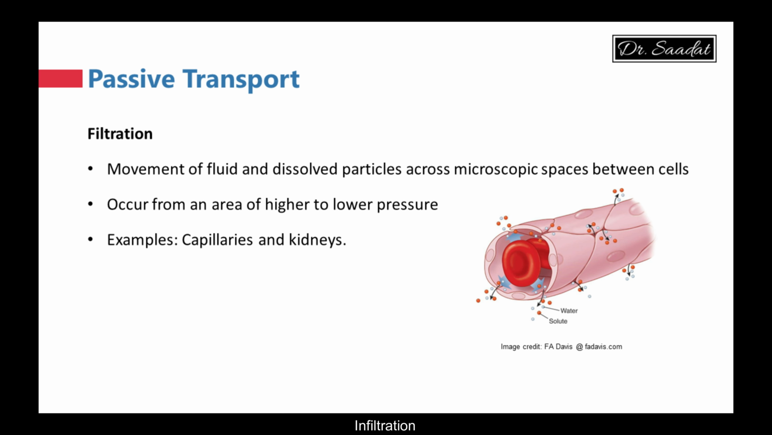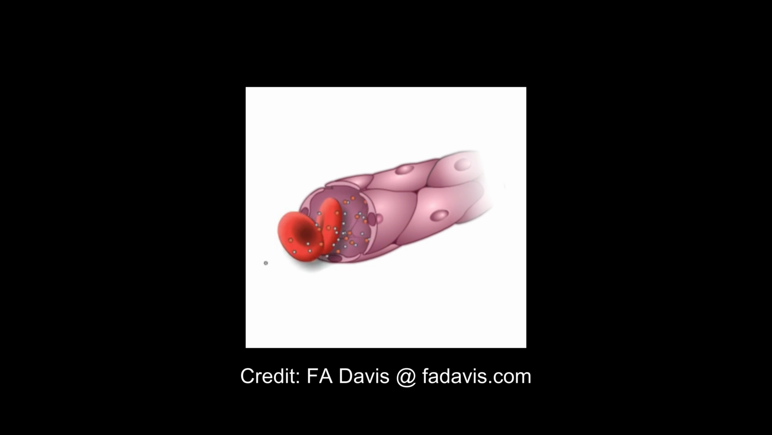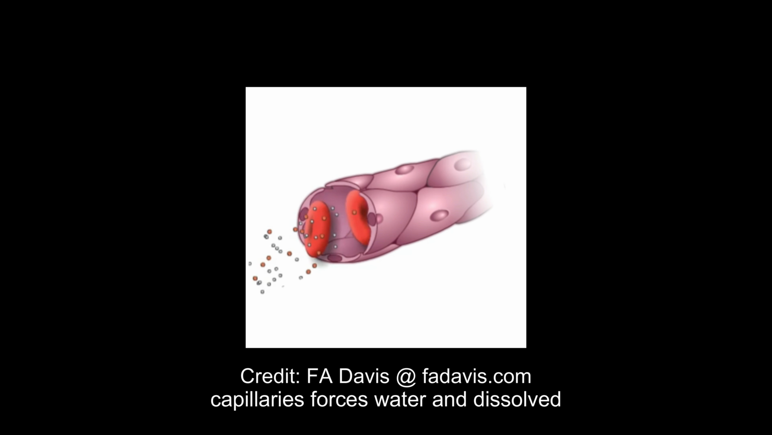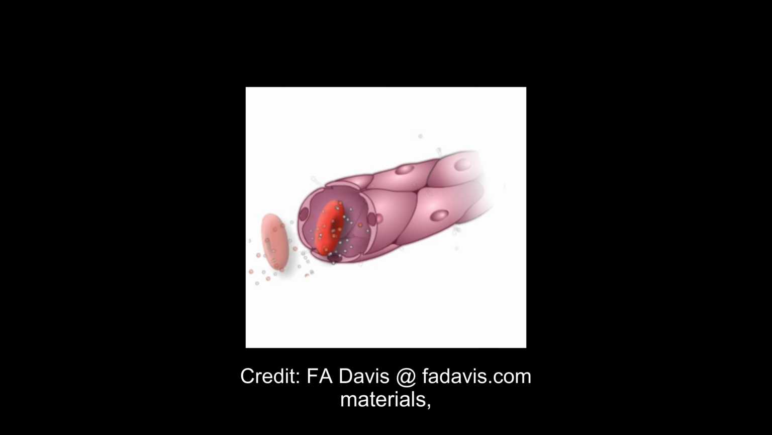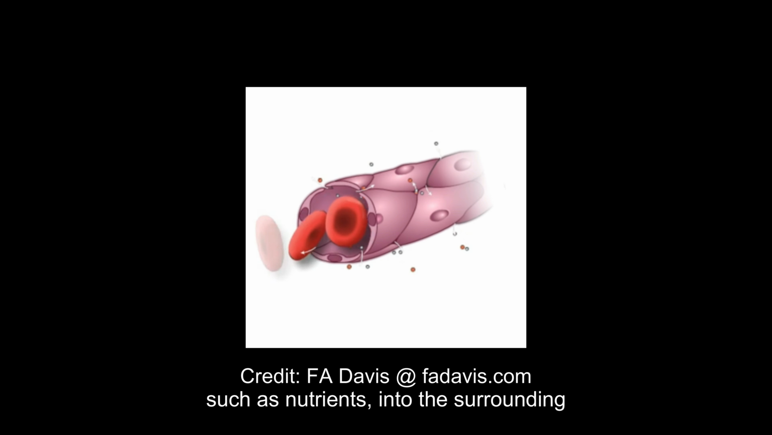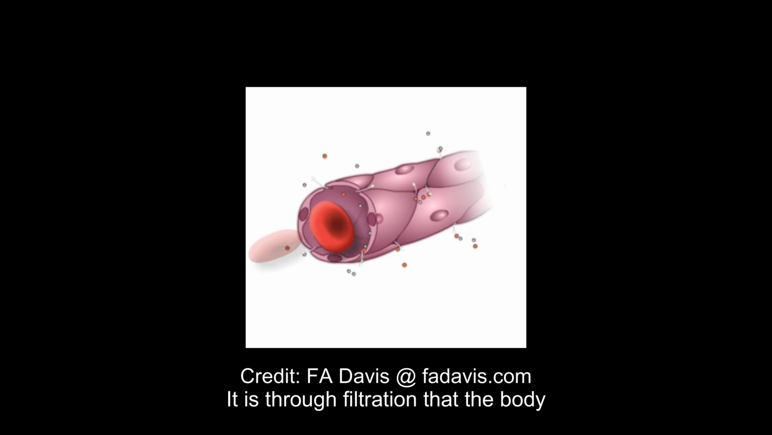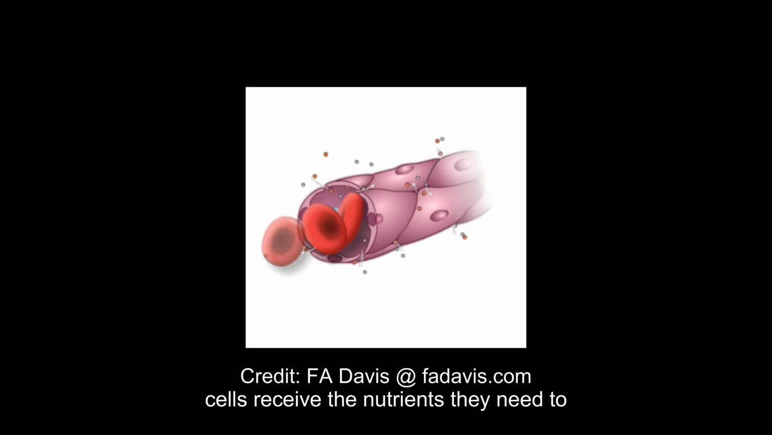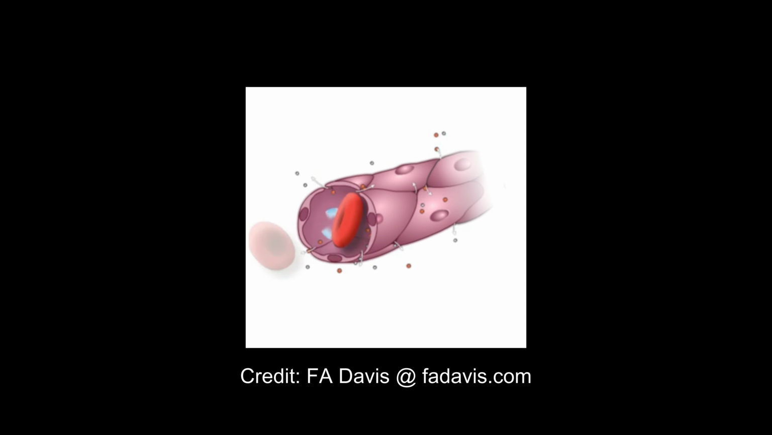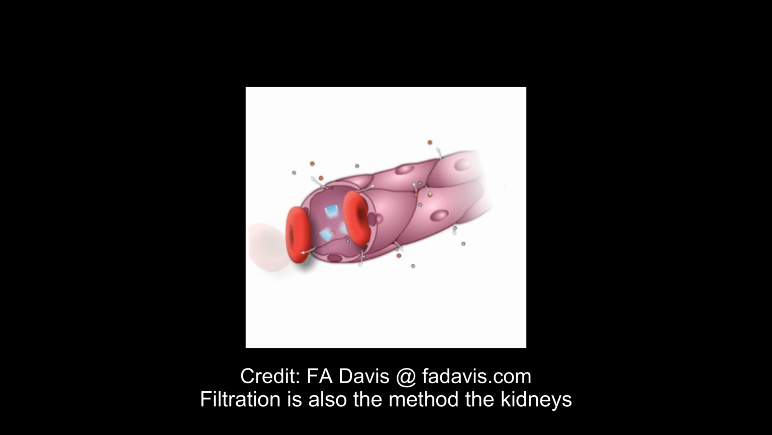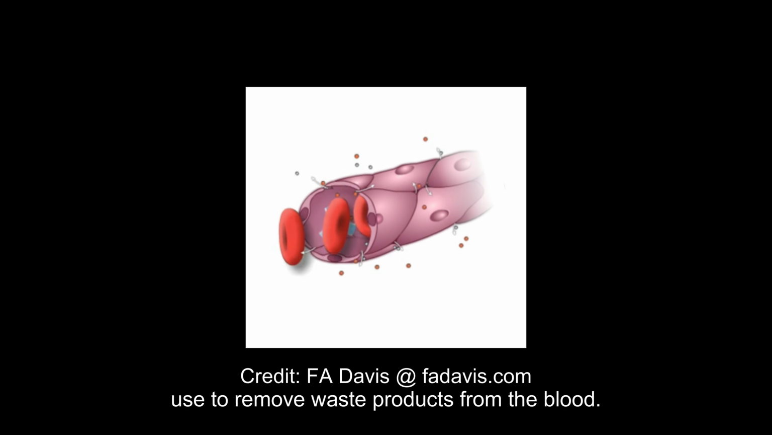Filtration. In filtration, water and dissolved particles are forced across microscopic spaces between cells from an area of higher to lower pressure. One of the most obvious examples of filtration in the body occurs in capillaries. The pressure of blood inside the capillaries forces water and dissolved materials, such as nutrients, into the surrounding tissue fluid. It is through filtration that the body's cells receive the nutrients they need to survive. Filtration is also the method the kidneys use to remove waste products from the blood.